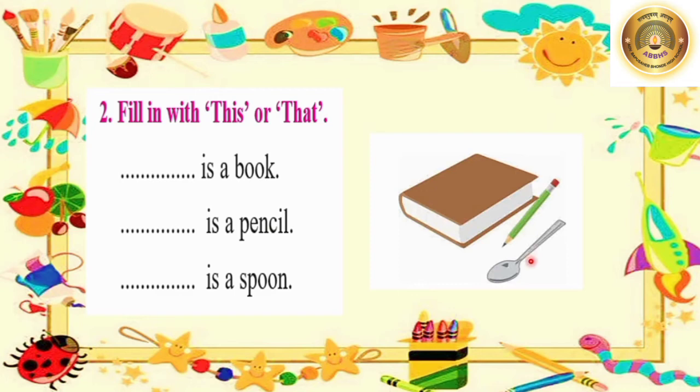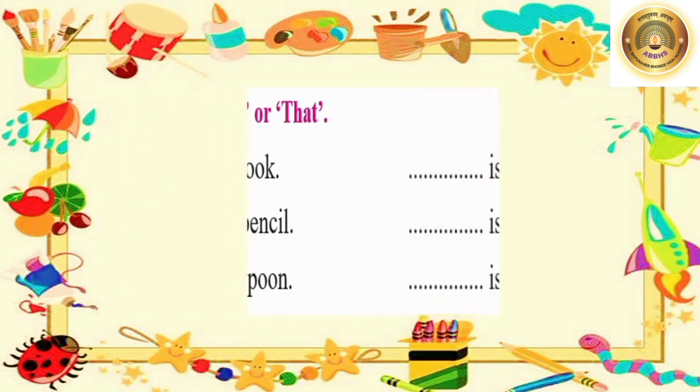In the first picture, we can see all the things are near. So we will write, this is a book. We will write this for all the three objects, right? Because they are near to us, they are not far from us. Book, pencil and spoon. So we will write this is a book, right? Second is pencil. So for that also we have to write this is a pencil. And the third one? Spoon. This is a spoon. For all these three objects, we will use the word this.